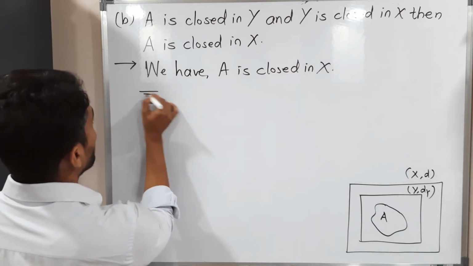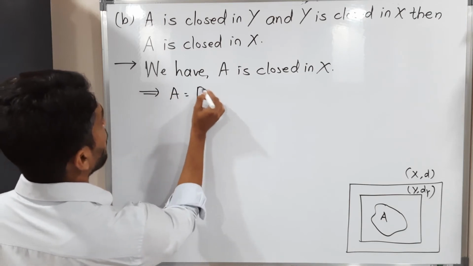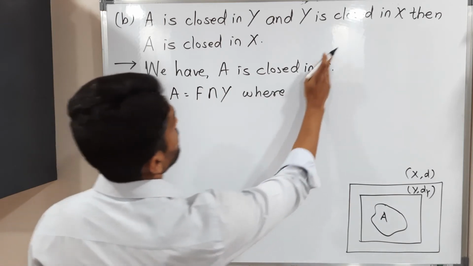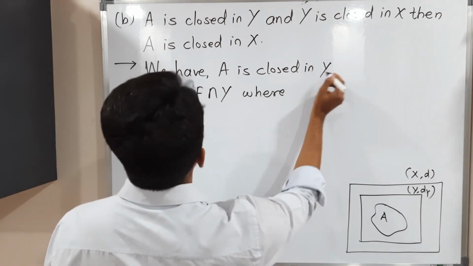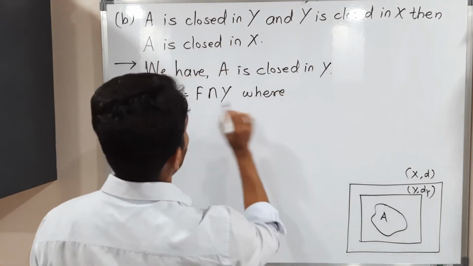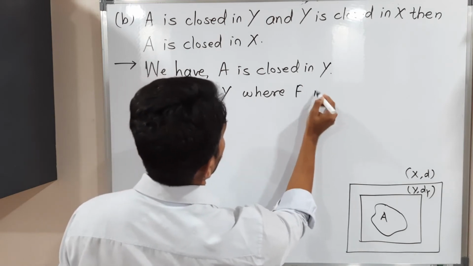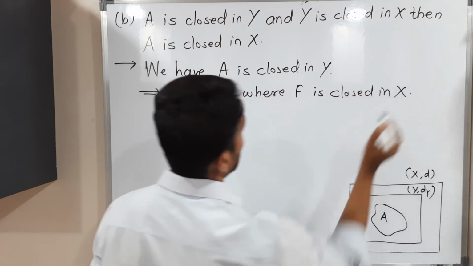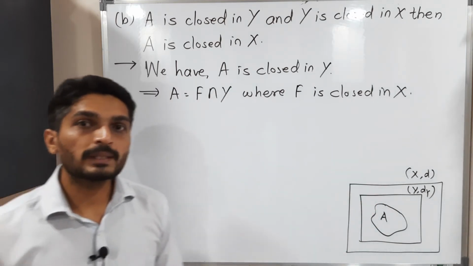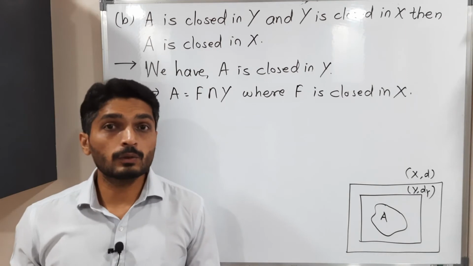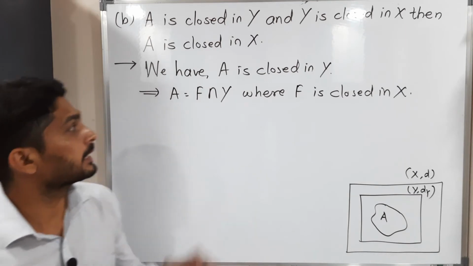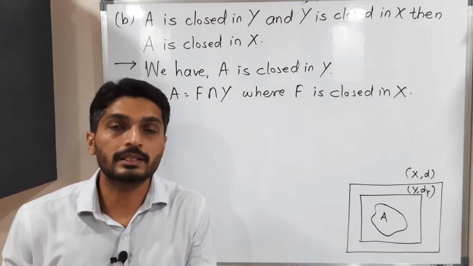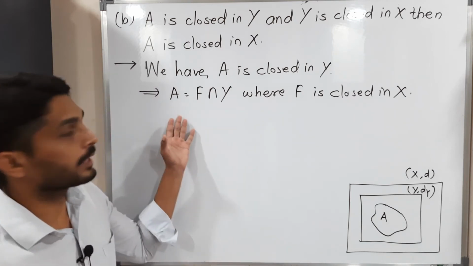So we can write A is equal to F intersection Y, where A is closed in Y. This is the given information. Where F is closed in X. We are already familiar with this result that if you have any closed set in Y, then that set is equal to Y intersection some closed set in X. So that's why I could write this way.